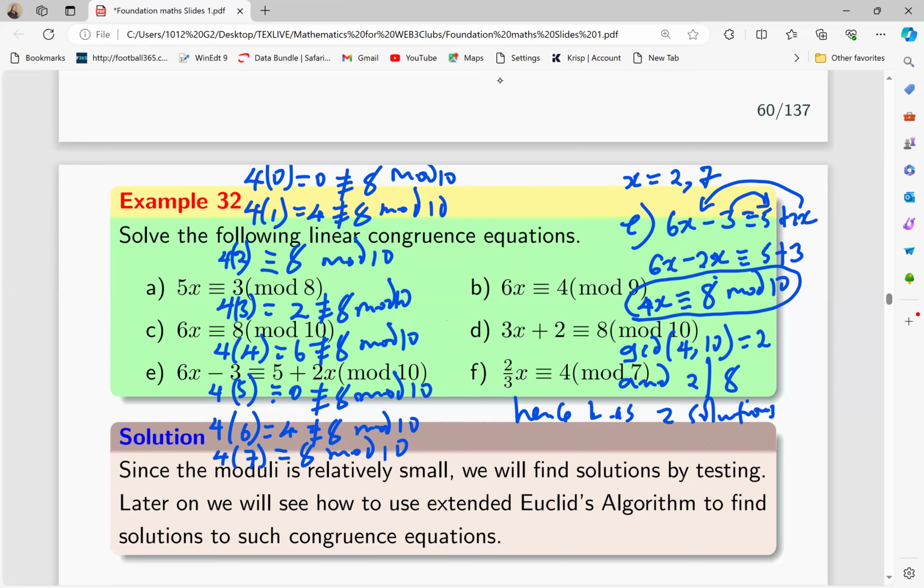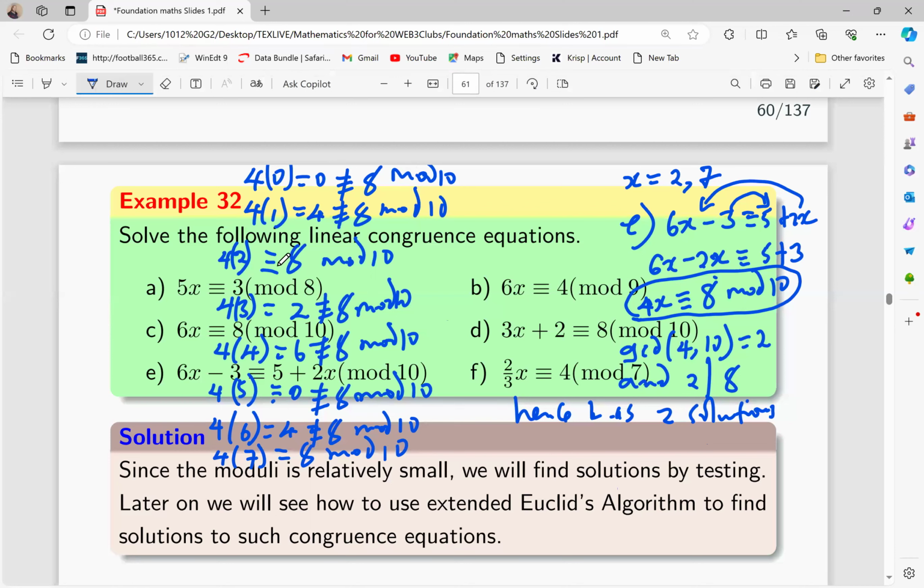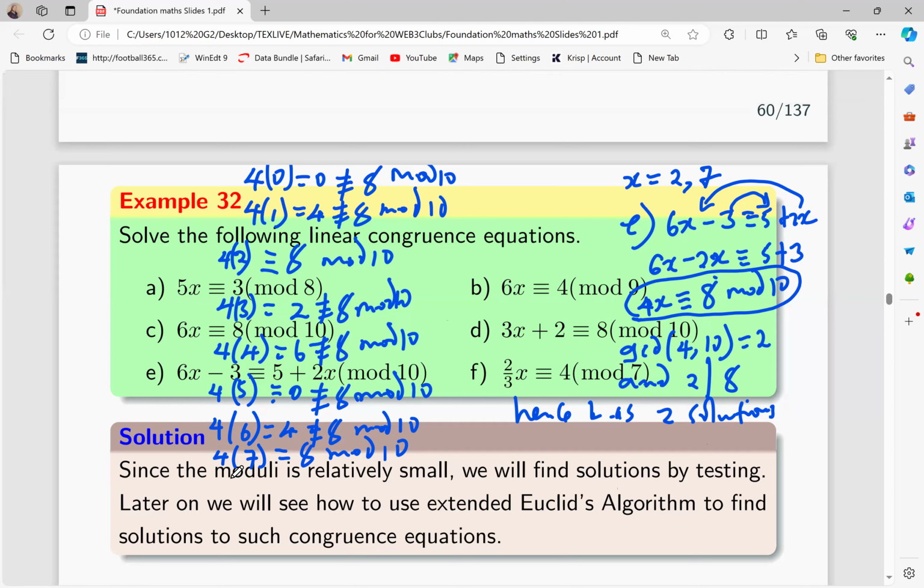Because we knew there were 2 solutions and we found them, we see no need to proceed to look for others. You already have the 2 solutions, unless you want to show that the remaining ones are not solutions. In that case, we can prove that 8, which gives 2, is not congruent to 8 mod 10. We also prove that 9, which is 6, is not congruent to 8 mod 10.